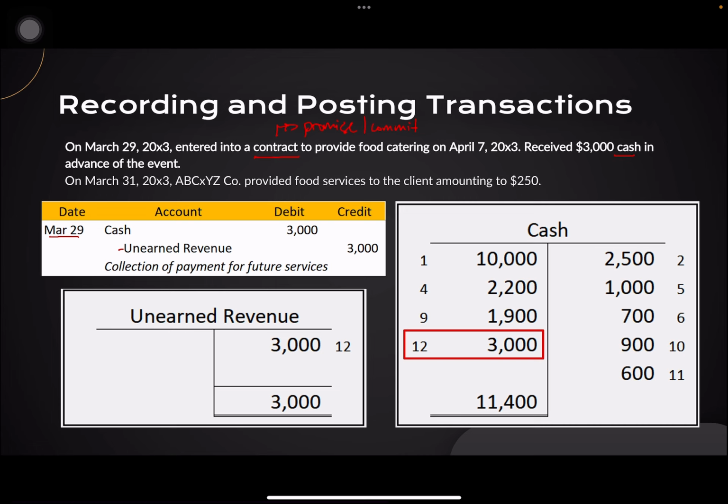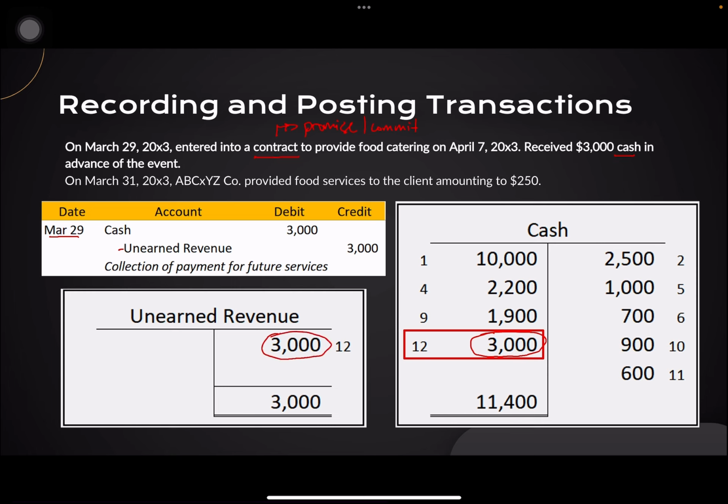So in this case, we have here cash, our cash increased. That's why in the T account for your cash, you have here a debit amount of $3,000. Okay? And then your unearned revenue, also prepare a detailed record for this one. And since this is a liability, that amount will be displayed on the credit side of the T account.